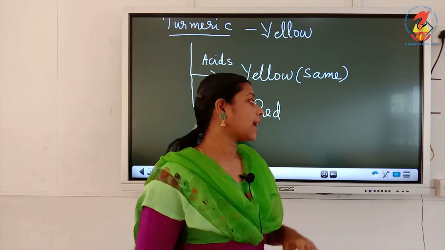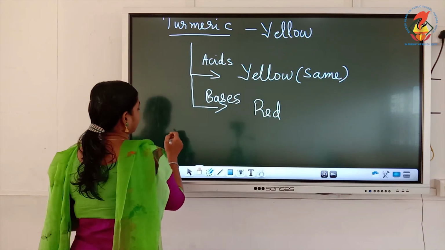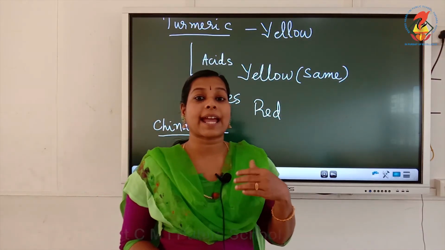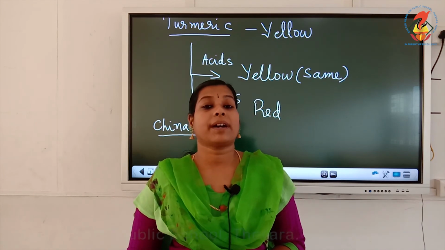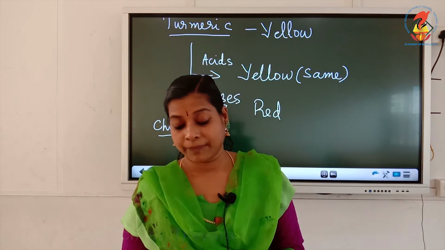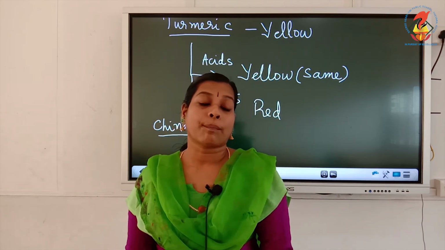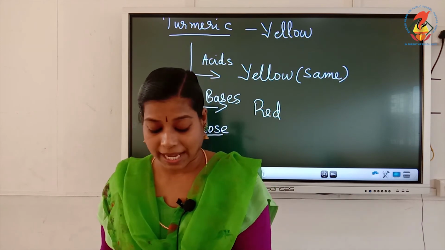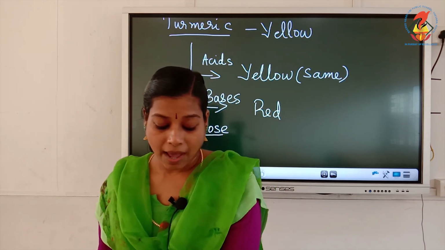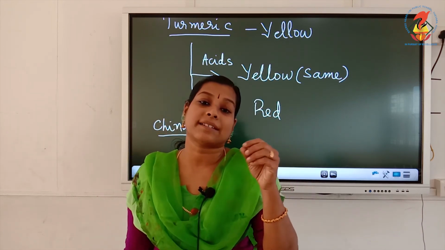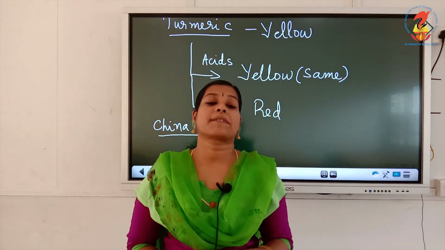Then we can see another natural indicator, that is China rose. How to prepare this China rose indicator? We can take some water and put some petals of China rose there. After that, we can warm it, or we can add warm water to the China rose petals and keep it for some time.